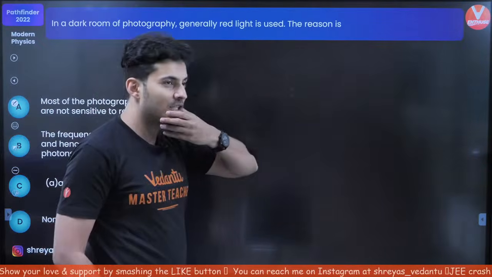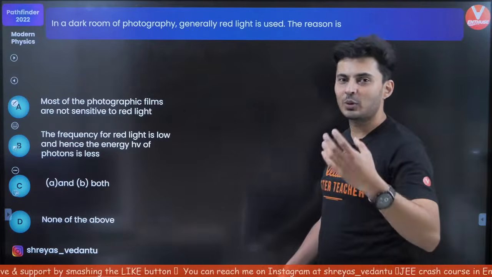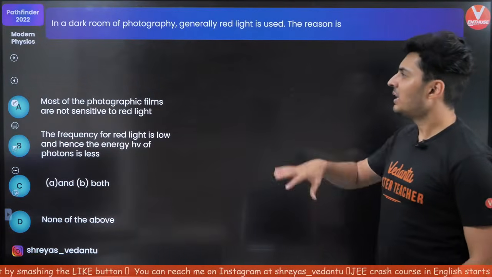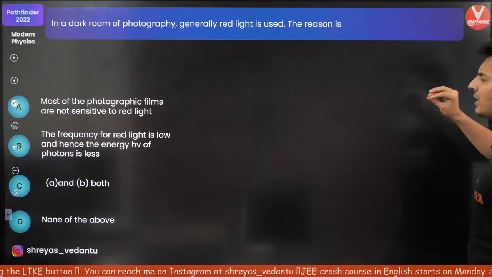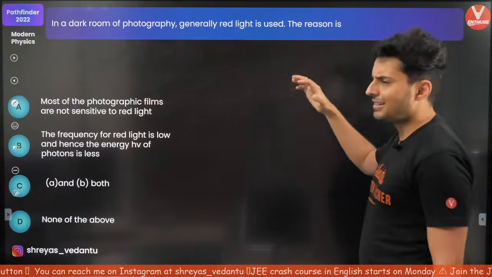Let's see some questions and some beautiful applications of the photoelectric effect. Here's the first one. In a dark room of photography, generally red light is used. What is the reason for that?